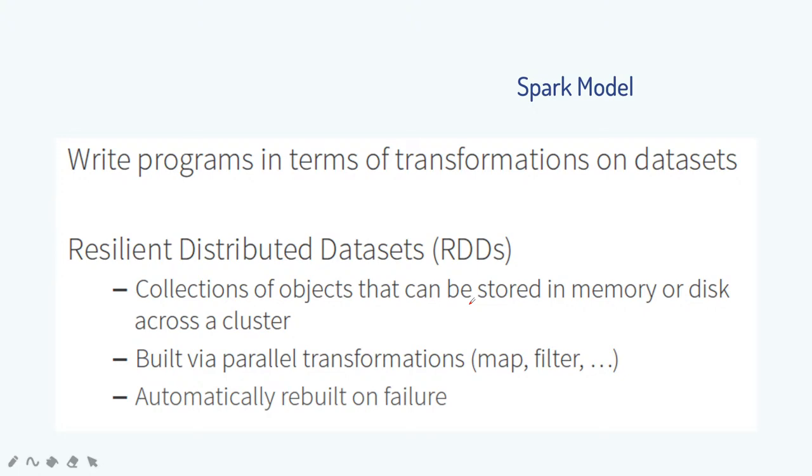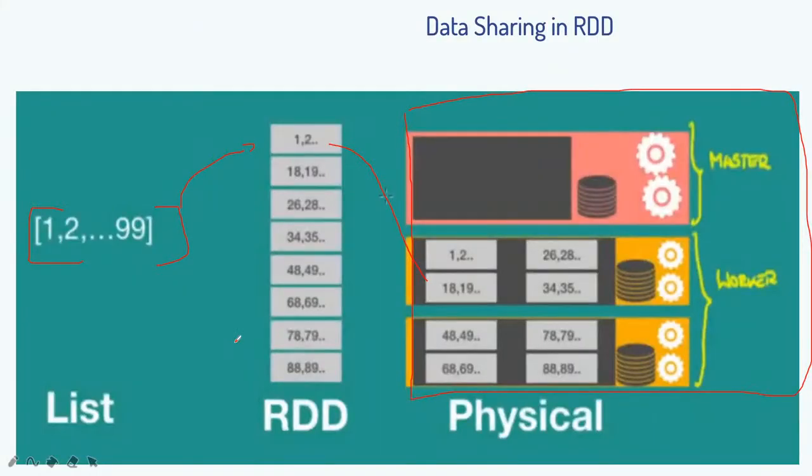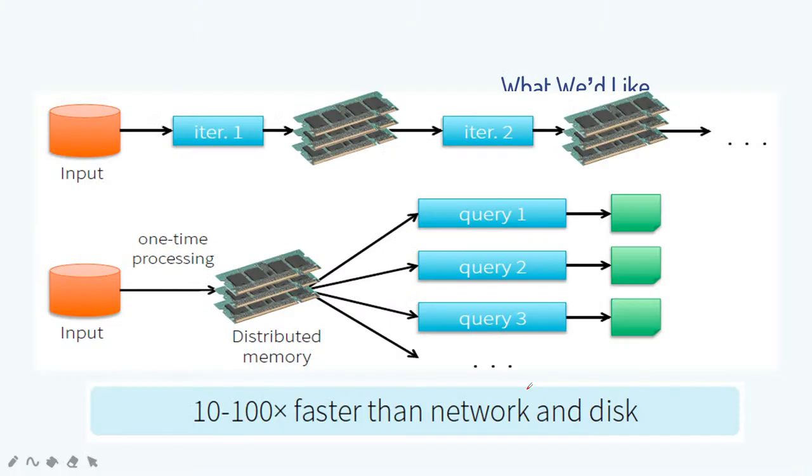Okay, so in the Spark model we already discussed how the RDD, the resilient distributed dataset, works. Here again, it's a collection of objects that can be stored in memory or on disk across the cluster, that is, we collect the data from memory and it is stored across different disks. Okay, so this is RDD.